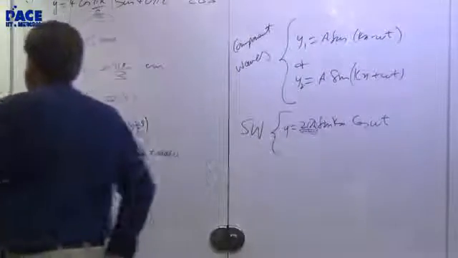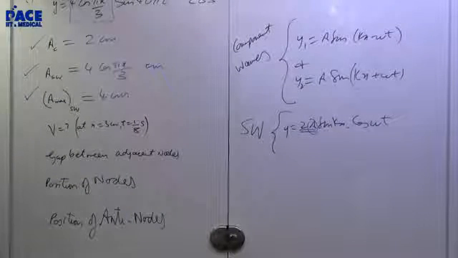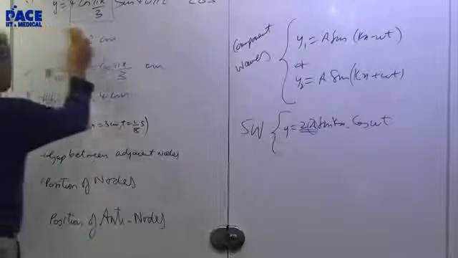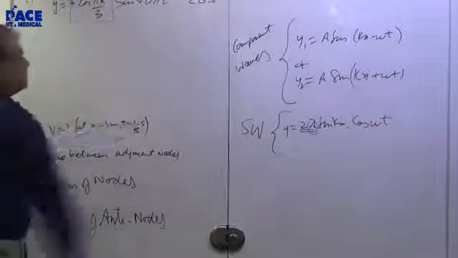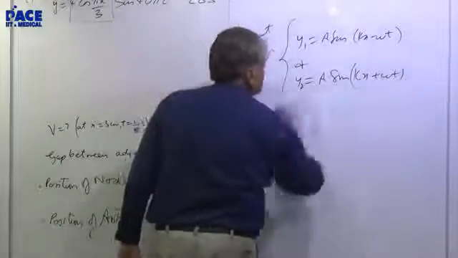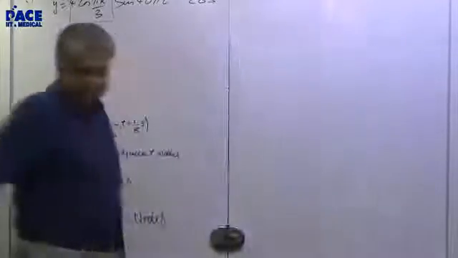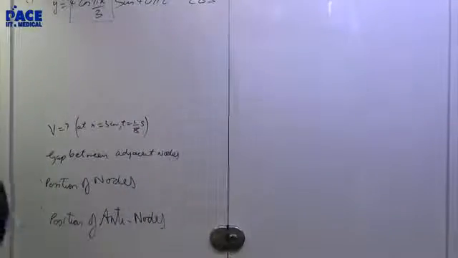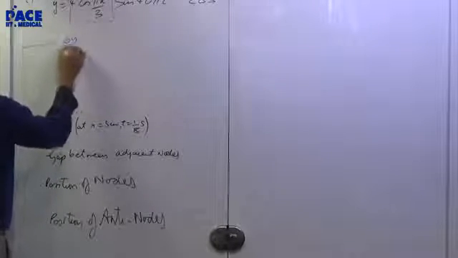Can I rub these three? Yes, sir. These three are done. And now the particle speed. How do you find particle speed? As always, particle speed is del y by del t.